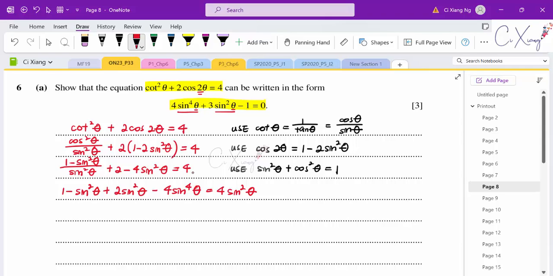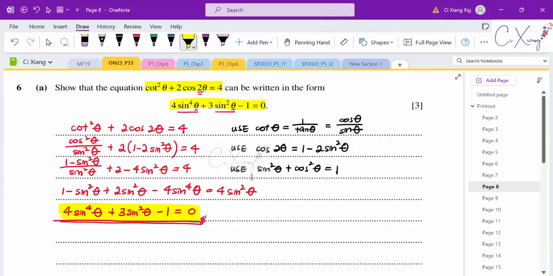Next, we rephrase everything over, and I want to make the 4 sine to the power 4 theta a positive value. So 4 plus 1 minus 2 is 3, and I have 3 sine squared theta, then minus 1 equals 0. This is how we show the equation that they want us to show.